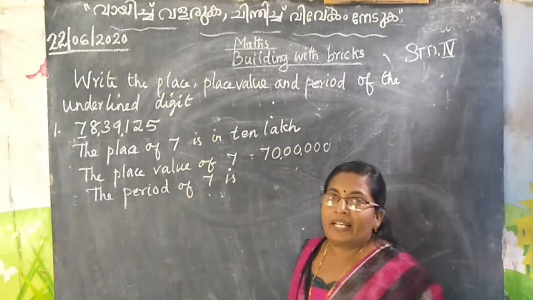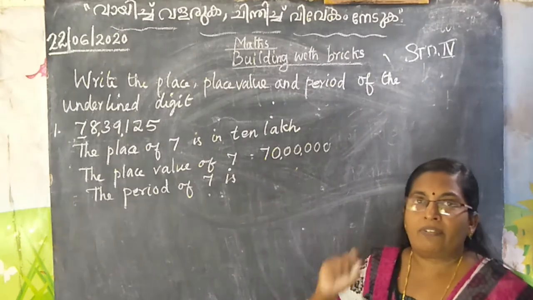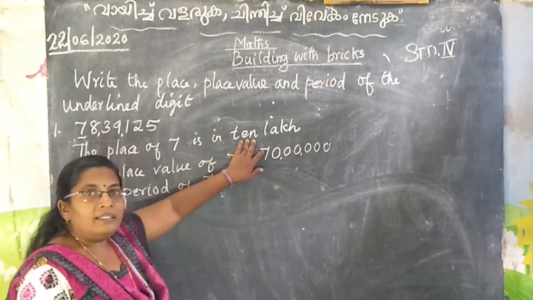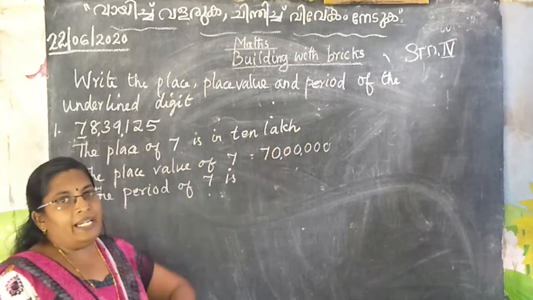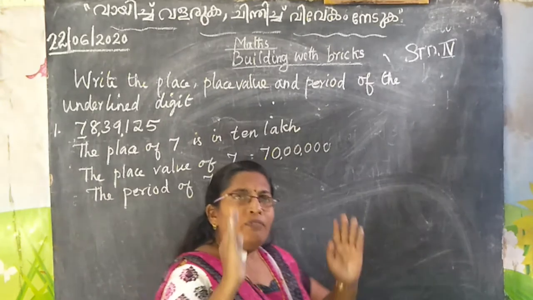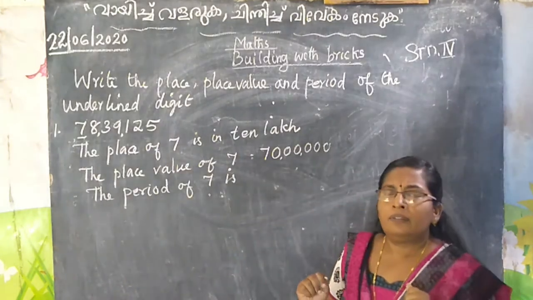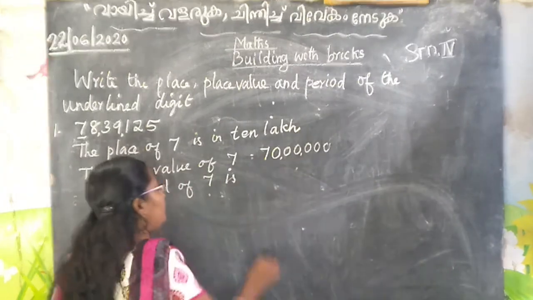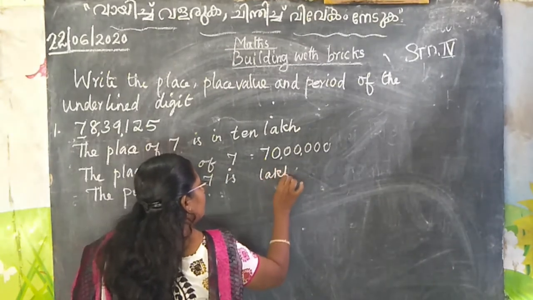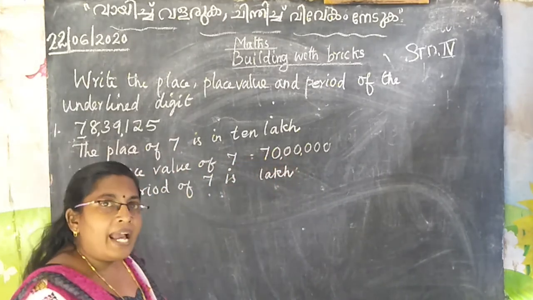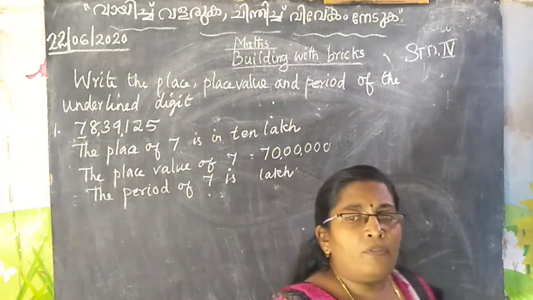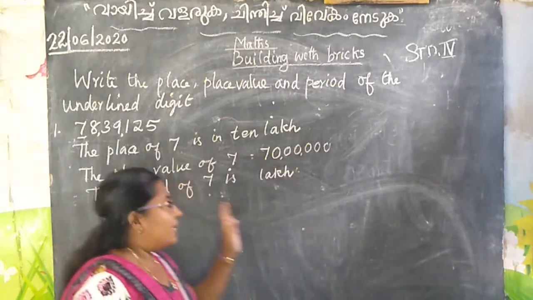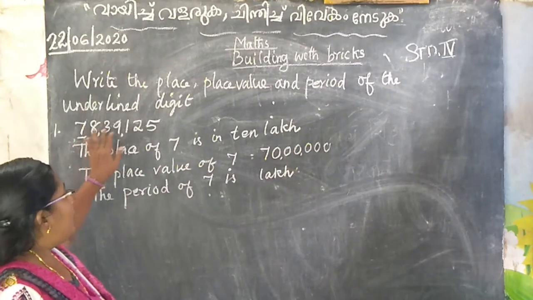In which period does 7 come? See, the place is 10 lakh. 7 is in the place of 10 lakh. So 10 lakh comes in which period? Can you guess? Lakh period. 10 lakh is in the lakh period. In the lakh period, what are the places? Lakh and 10 lakh. So 7 is in which period?